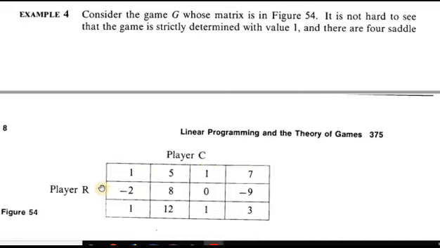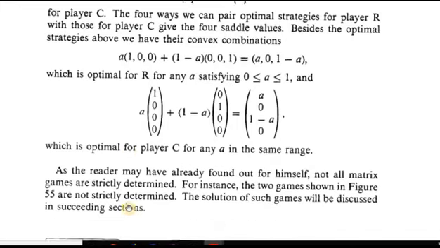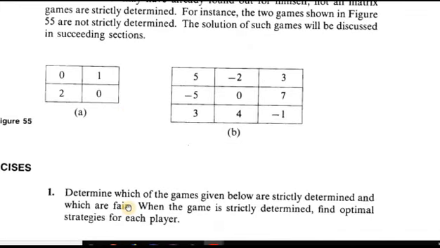So if the row player plays any combination of strategy 1 and strategy 3, and the column player plays any combination of column 1 and column 3, they're both going to get a payoff of 1. You can see 1, 1, 1, 1. No matter which of those options they choose, they're both going to get a payoff of 1, and that's the value of the game. All right? Very good.